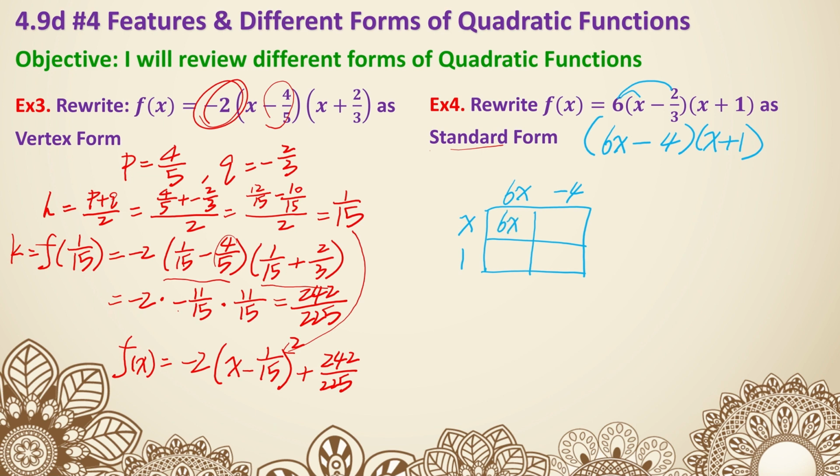6x times x is 6x squared. Negative 4 times x is negative 4x. 6x times 1 is 6x. Eventually, 1 times negative 4 is negative 4. So our standard form is going to be 6x squared, 6x and negative 4x, so 2x, and eventually minus 4. And that's example 4. And that's a quick review on features and different forms of quadratic functions that we have learned. Thank you.